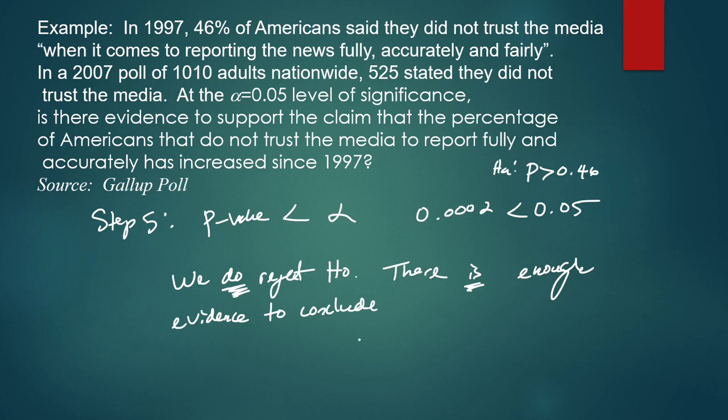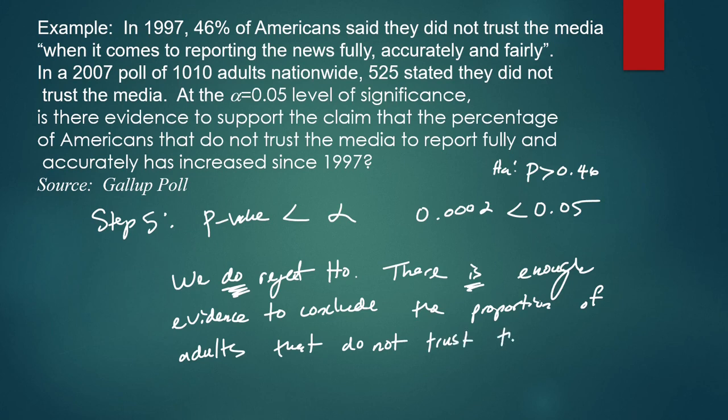There is enough evidence to conclude the proportion of adults that do not trust the media is greater than 46%, or 0.46.